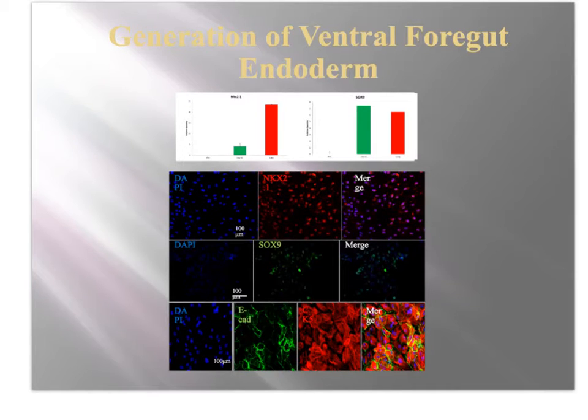We then looked at SOX9, which is also a marker of ventral foregut endoderm, and found it by qPCR and by immunofluorescence as well. Now, NKX2.1 is a very important marker of ventral foregut endoderm, but it's not just expressed in ventral foregut endoderm, it's also expressed in forebrain. And so to show that the cells that we were making were not forebrain, but were instead epithelium, we used two epithelial markers, E-cadherin and cytokeratin 5. The cells were expressing all three, NKX2.1, E-cadherin and cytokeratin 5, which showed us that we were indeed making ventral foregut endoderm.